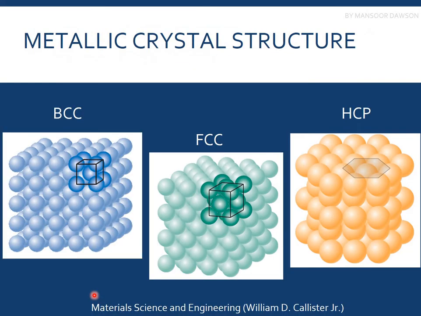So we have 3 very common crystal structures in metals: BCC, that is body centered cubic. Then we have FCC, face centered cubic, and we have HCP, hexagonal close packing. So we'll be discussing FCC and BCC in detail.